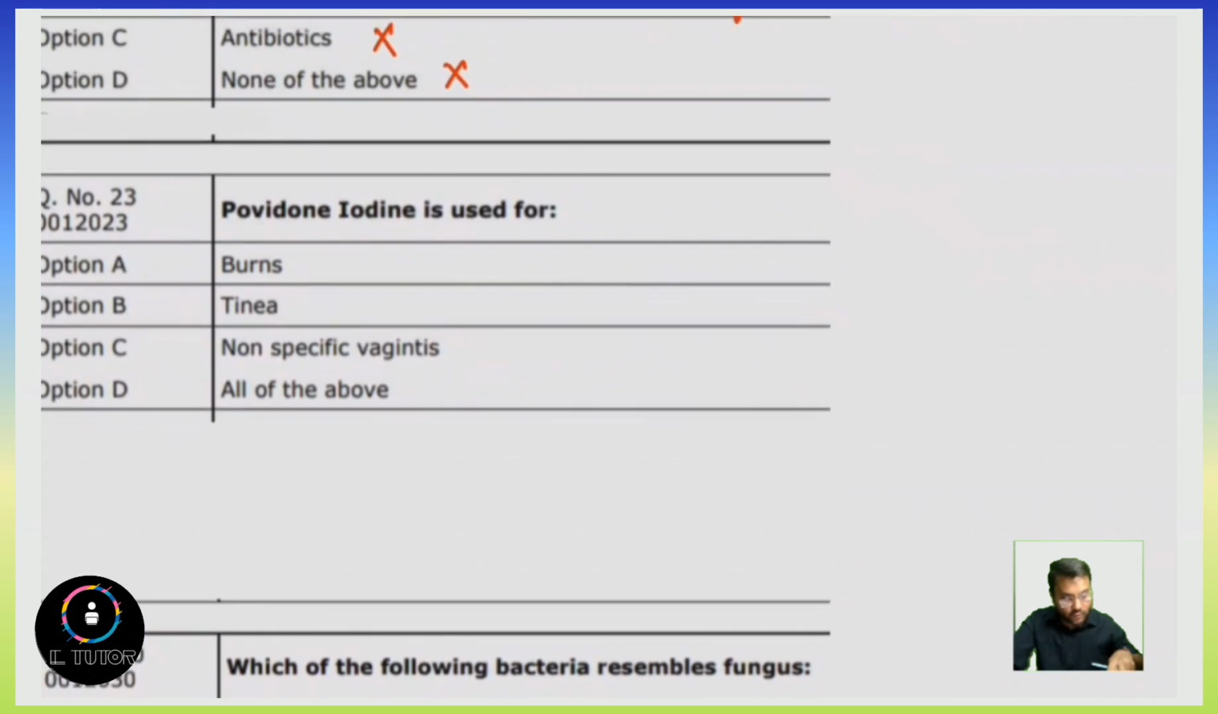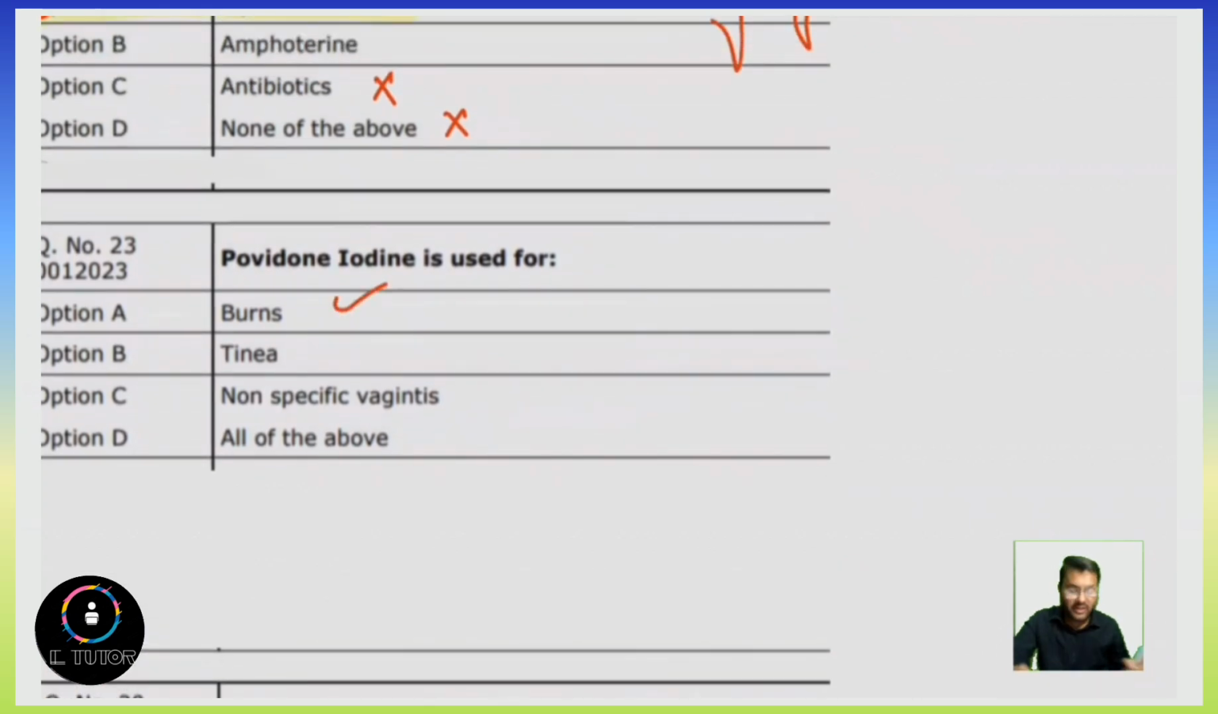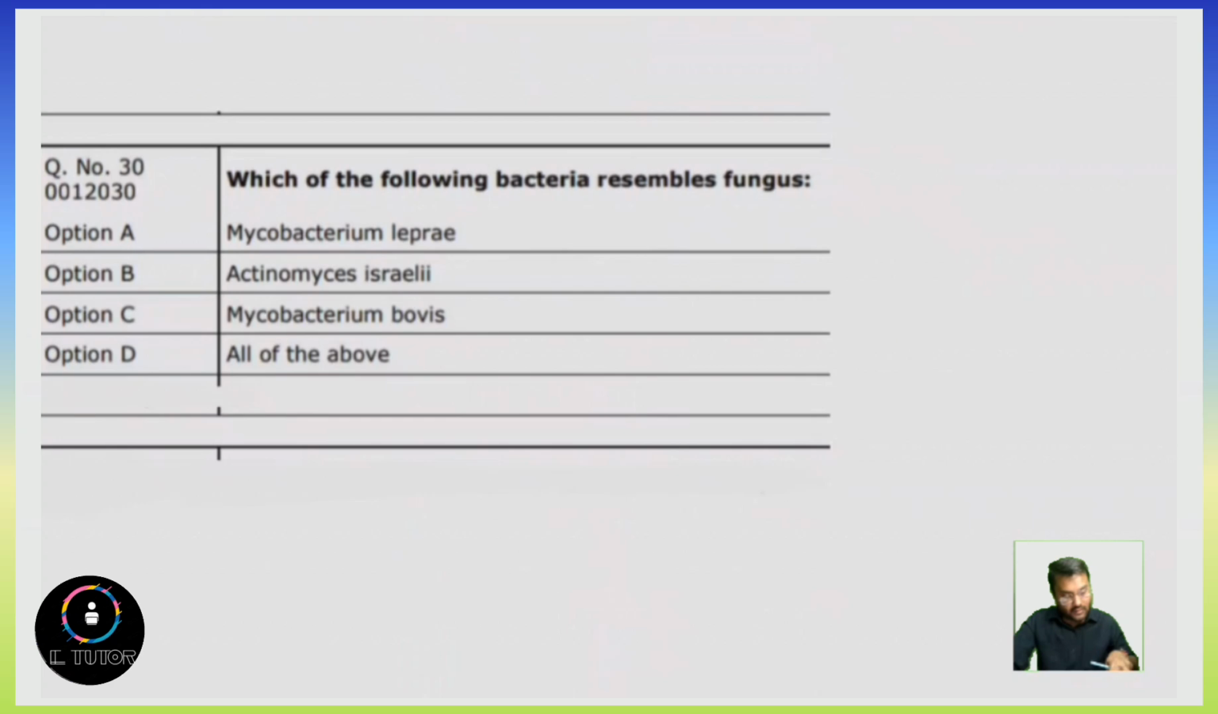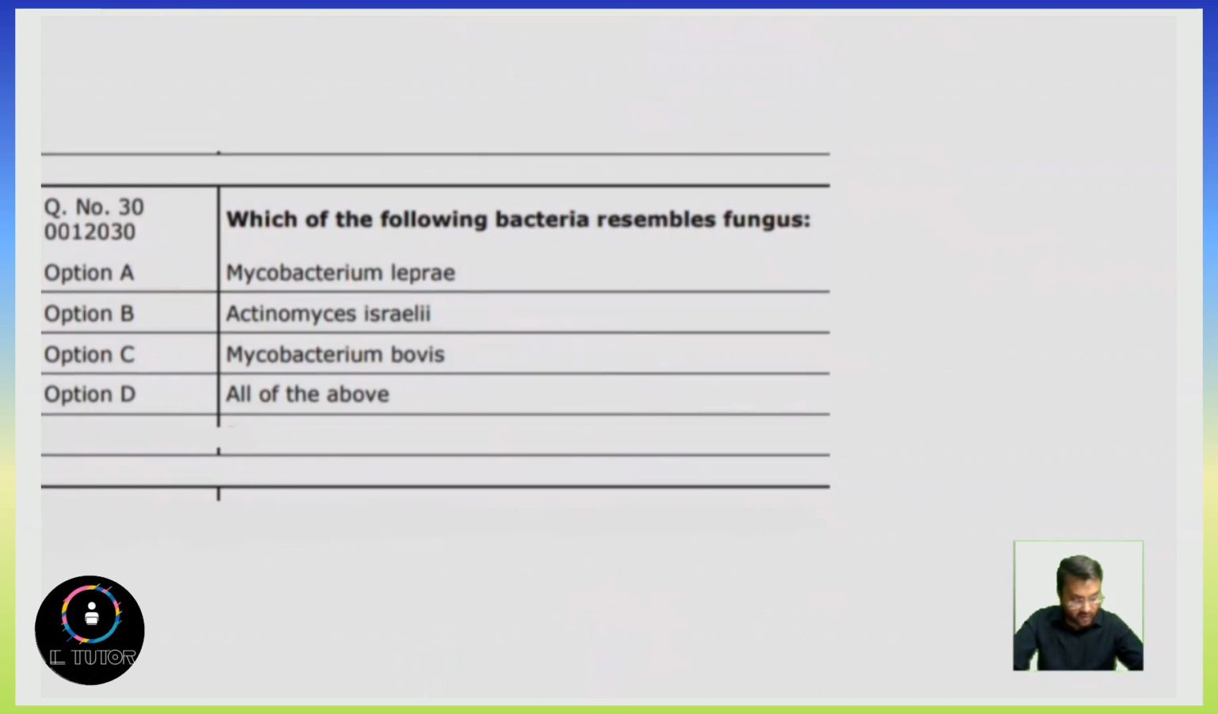Povidone iodine is used for burns, this is true. For tinea, this is also true. Non-specific vaginitis, yes, here also povidone iodine can be used. So the answer will be all of the above, option D. Povidone iodine can be used in all the cases. Which of the following bacteria resembles fungus? Among the following options, Mycobacterium leprae, no, this is a bacterium only. Actinomyces israelii, yes, this will be the correct answer. Option B is the correct answer.